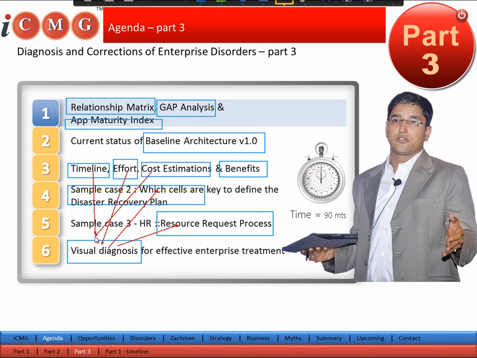people might think otherwise. So we're going to look at these three things in part 1, part 2 and part 3, and hopefully these 5 hours give you a fairly good idea about how one can start addressing the issue of enterprise disorder.